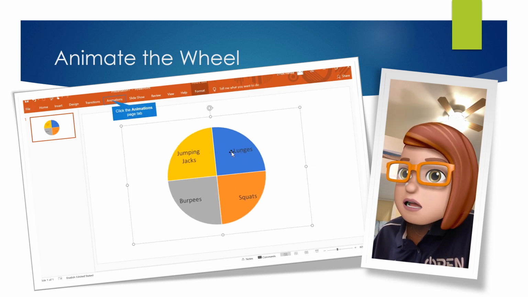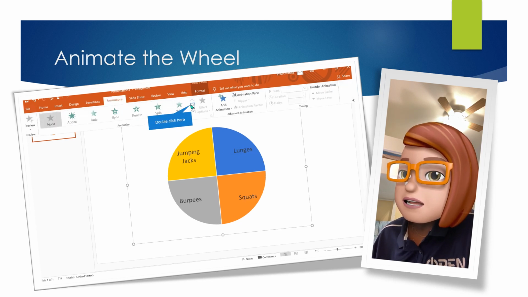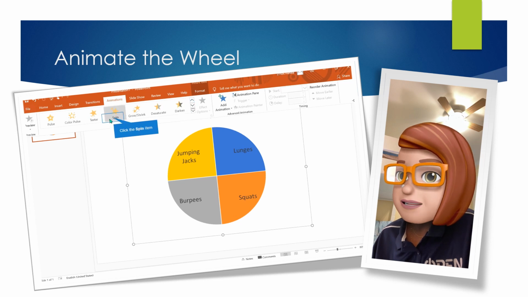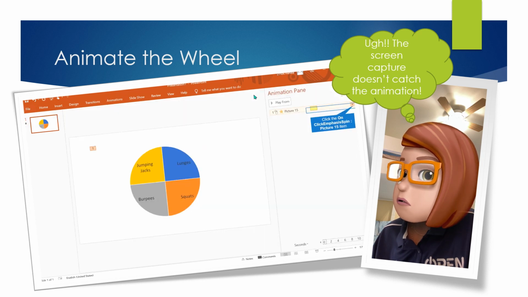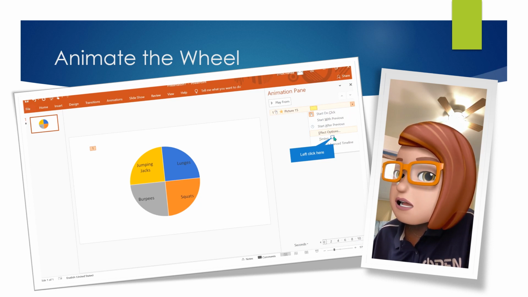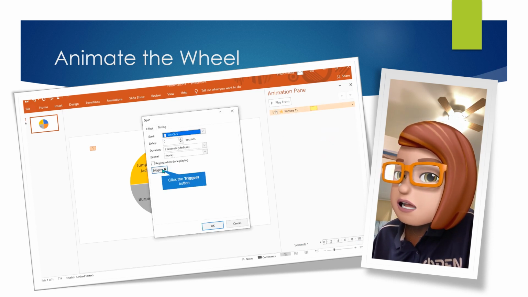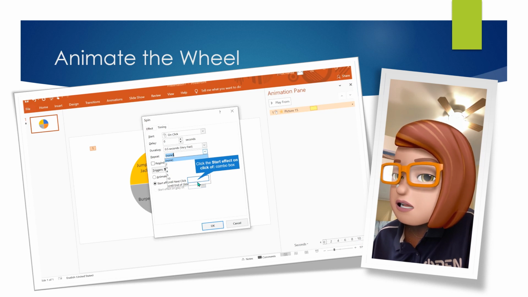All right, so now go to animate, and we're going to scroll down until we find spin. And it spins. Now we want to manage that spin. So click on the animation pane, and this is picture 15. We'll go to timing, and we're going to do triggers, and for picture 15, we want it to go fast, and we want it to repeat until next click.